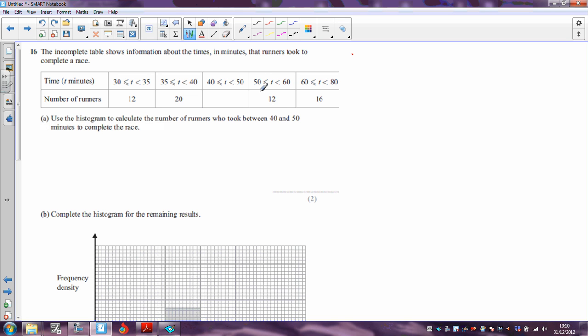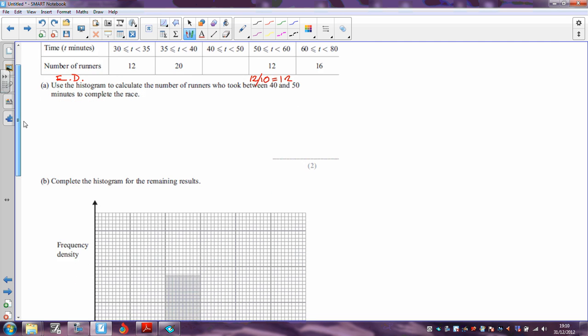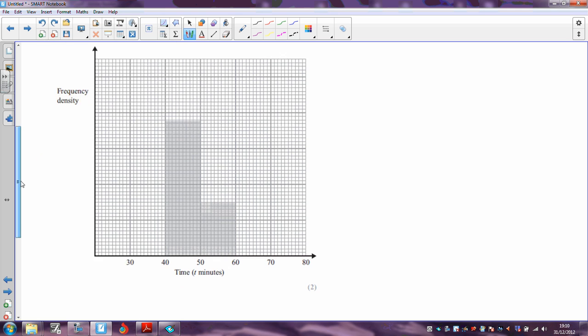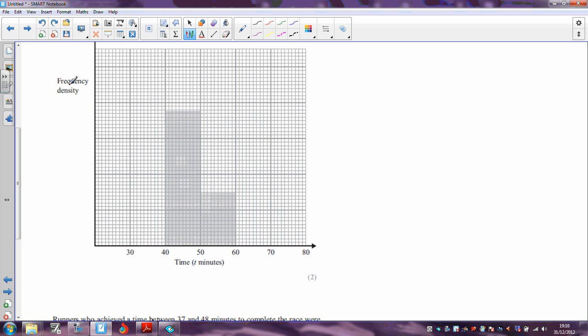Now the frequency density for this group is going to be frequency, which is 12, divided by the class width. Now 50 to 60 is 10, and 12 divided by 10 is 1.2. So we know that the frequency density for that 50 to 60 group is 1.2. So if we look at the frequency density scale up the side, the height of that bar is the frequency density, so that must be 1.2.